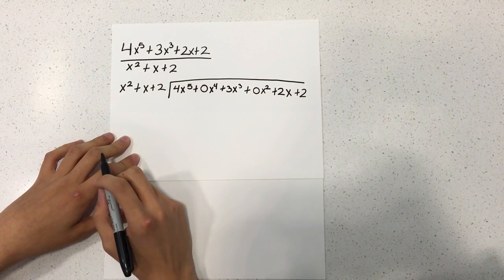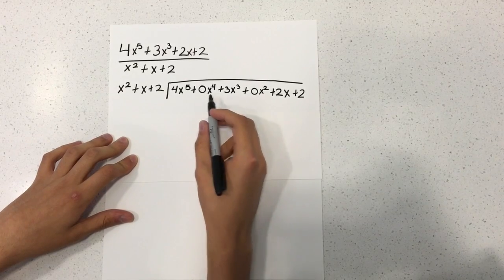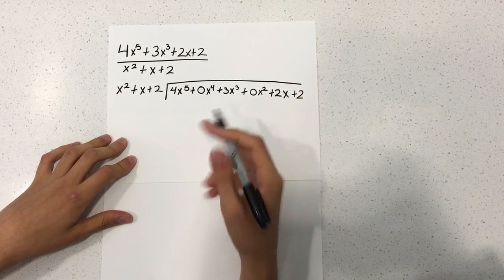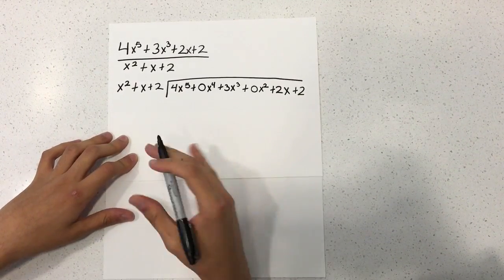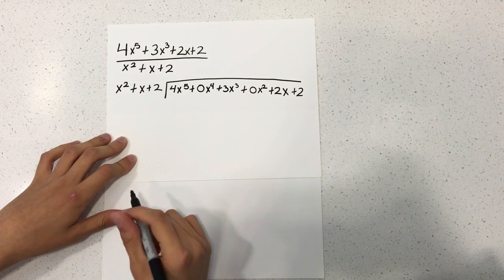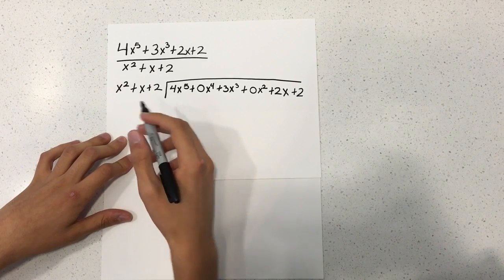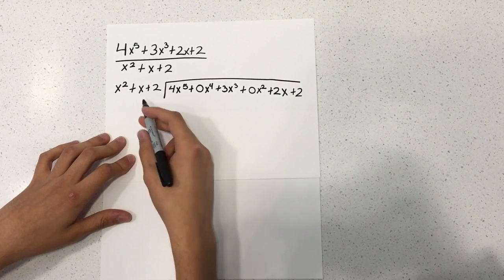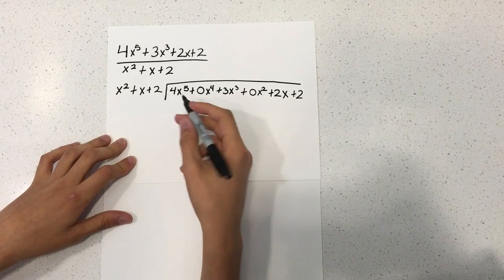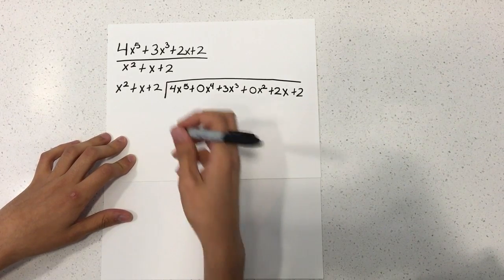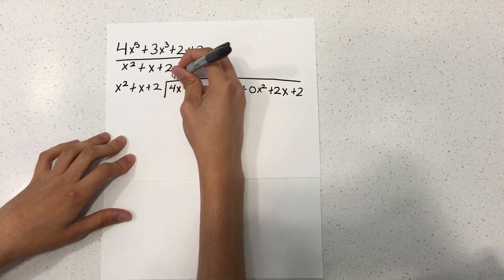We place 0x^4 and 0x^2 as placeholders to avoid any errors in our calculation. Afterwards, we look at the 4x^5. We determine what we can multiply to the x^2 + x + 2 to get 4x^5. That number is 4x^3.